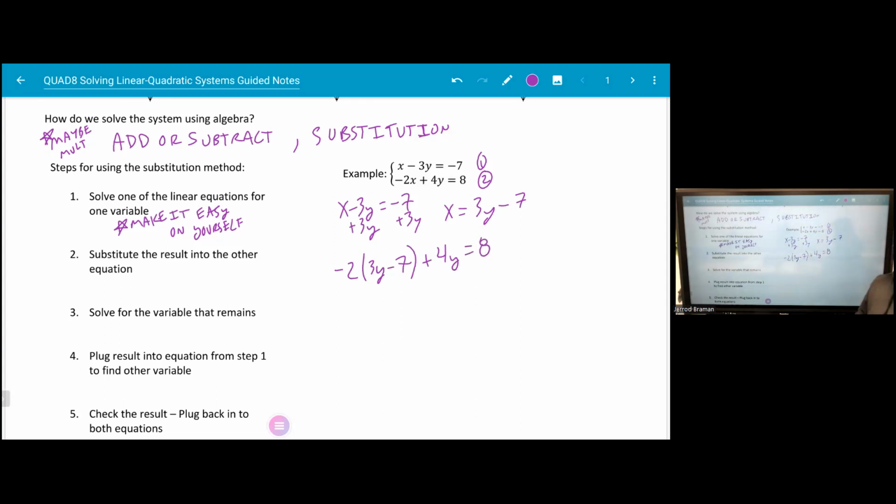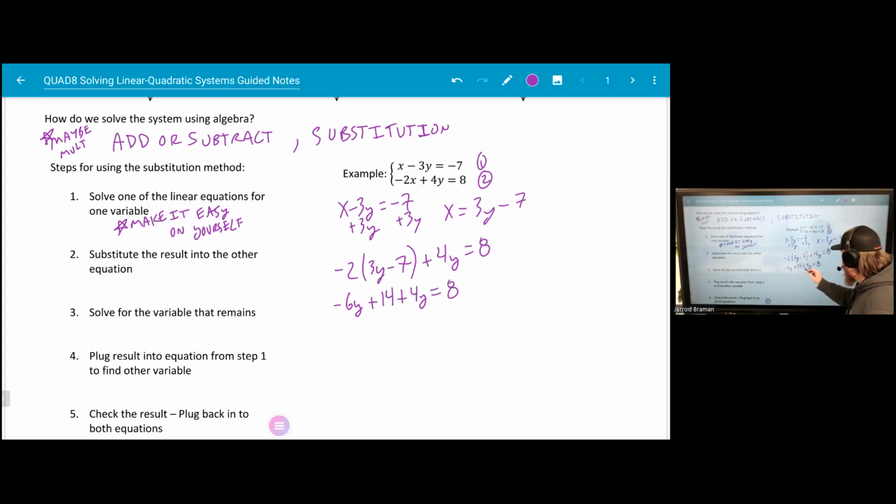Step 3 says solve for the variable that remains. Well, the variable that remains here is y. How am I going to do that? I'm going to start by distributing through: -6y plus 14 plus 4y equals 8.